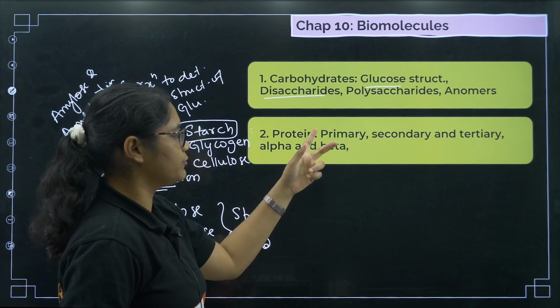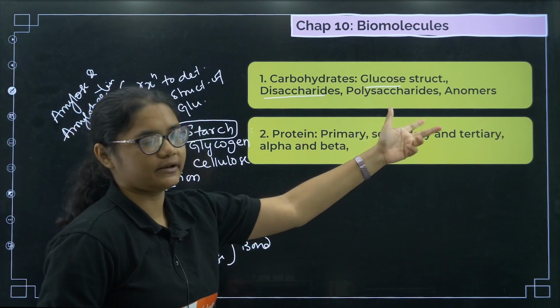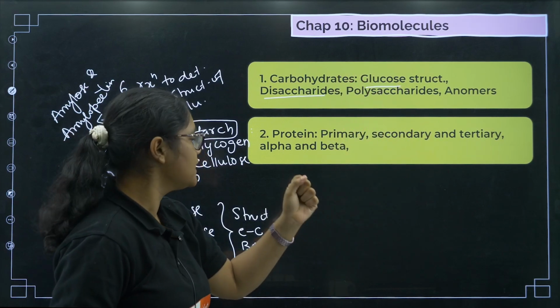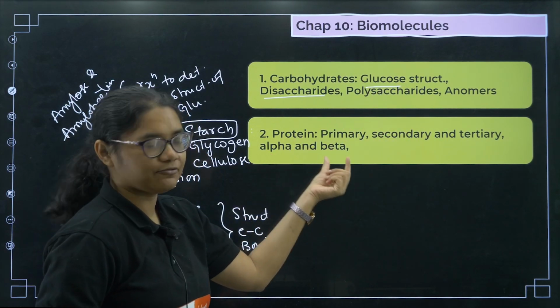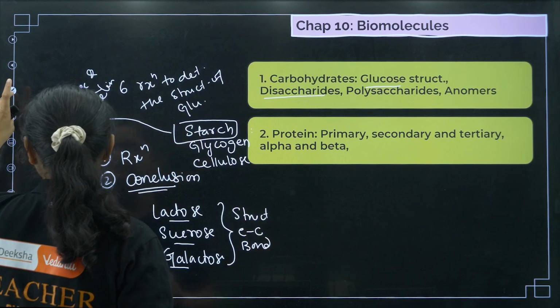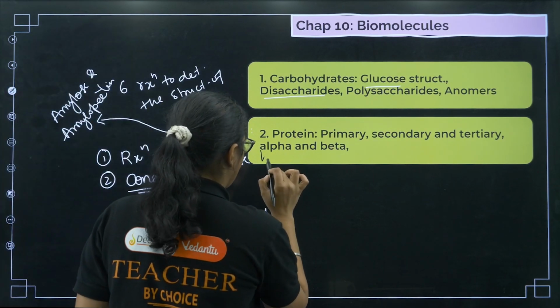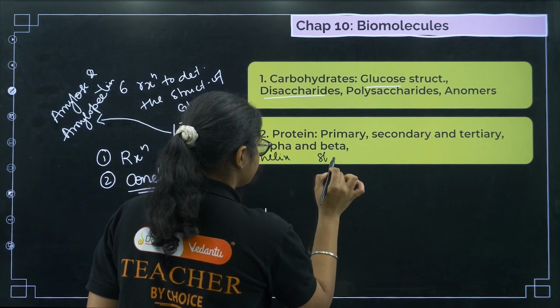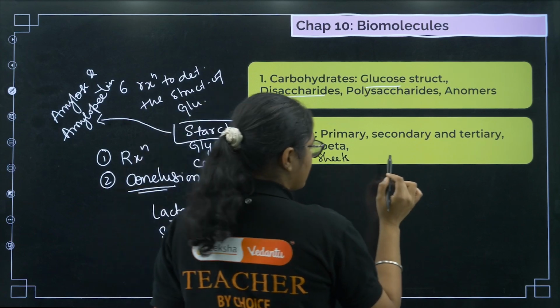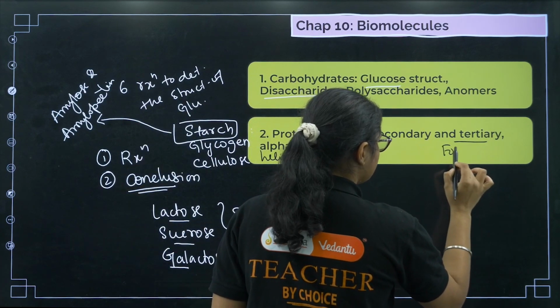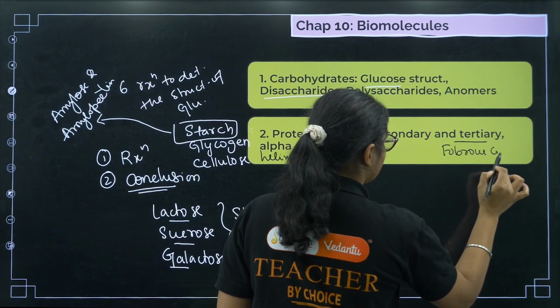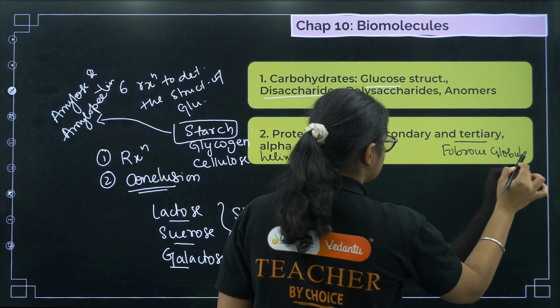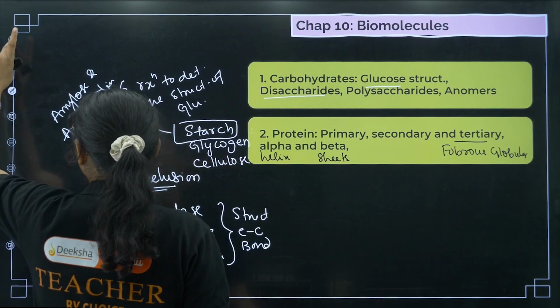Okay, next we have here protein. So under protein you should be knowing what is the structure of primary, secondary and tertiary proteins, their definitions. And in the secondary you have alpha helix and beta pleated sheets, right. And after that in tertiary you have the difference between fibrous and globular proteins, right. So these all things you have to study in protein.